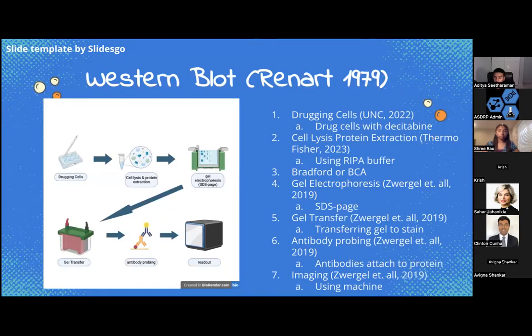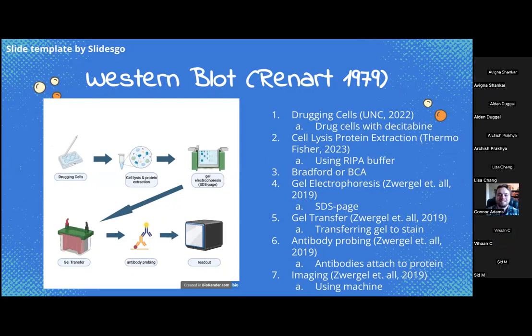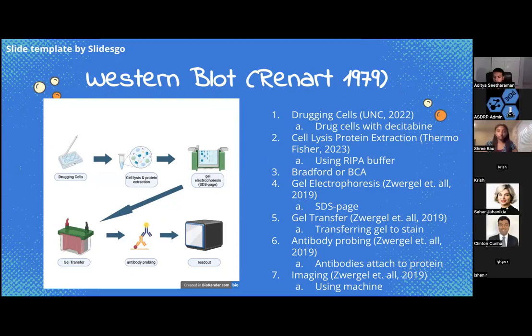And the final experiment are Western blots or immunoblots, which measure protein expression. So similar to the other two experiments, the first step is to drug the cells. And then after drugging, the protein is extracted by adding something called a lysis buffer, which extracts protein by breaking down the organelles and preserves the protein as well.